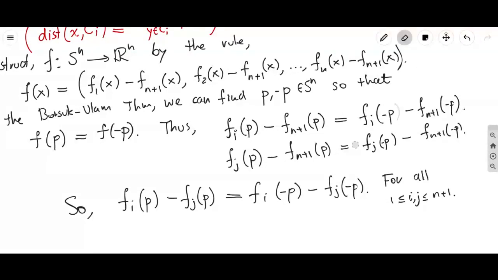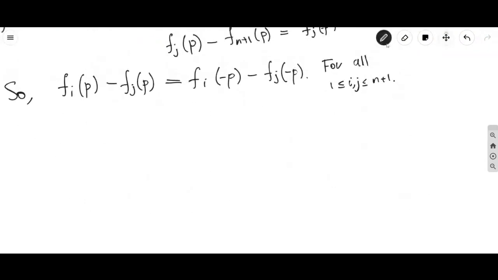Let me explain what we just did. f of P is equal to f of minus P. This means that if you choose the ith component on this side and the ith component on the right side, they have to be equal. Likewise, if you choose the jth component here and the jth component there, you have this relationship. Now if you subtract these two equations, fi of P minus fj of P is equal to this, for all i and j between 1 and n plus 1. If it bothers you, you might ask what if j is n plus 1? Well, then you already have that relationship. So for all i and j, this kind of relationship must be satisfied.